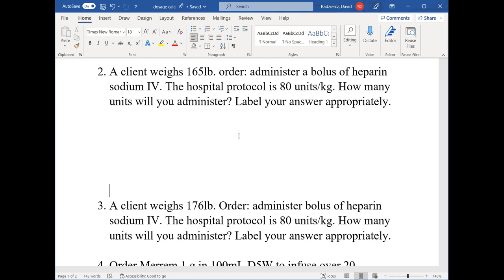Okay, so the client weighs 165 pounds. The order is to administer a bolus of heparin sodium IV. The hospital protocol is 80 units per kilogram. How many units will you administer? Label your answer appropriately. Okay, so when we see this, first of all, it tells you what to do.